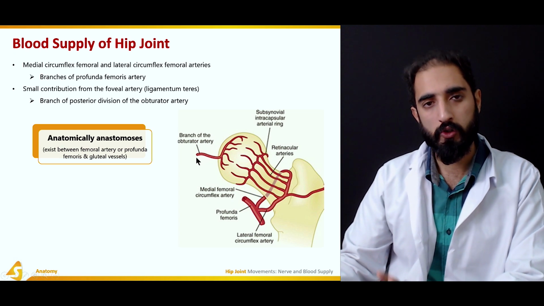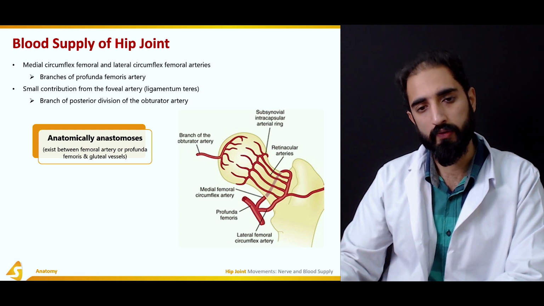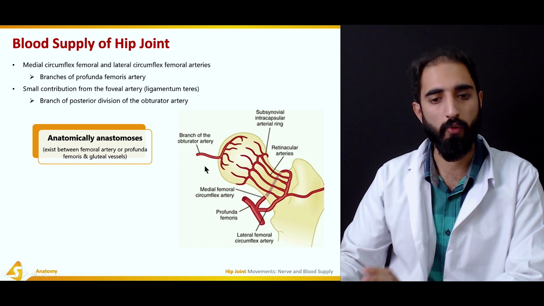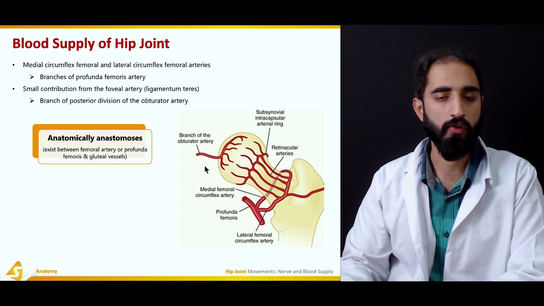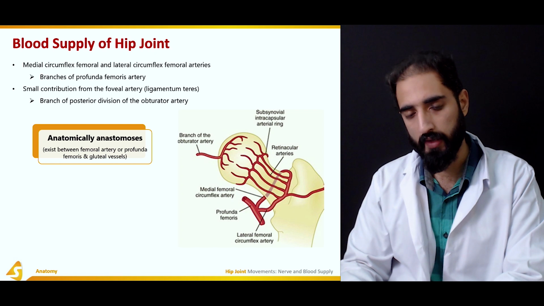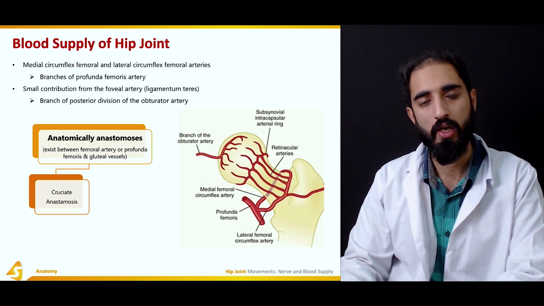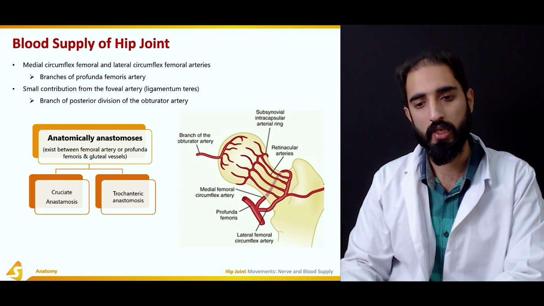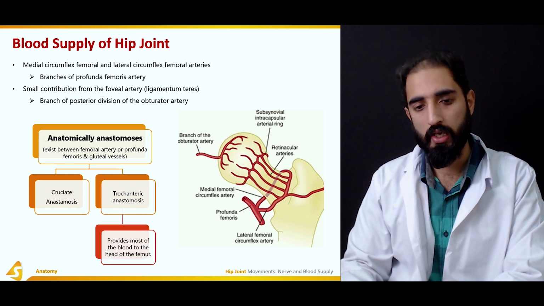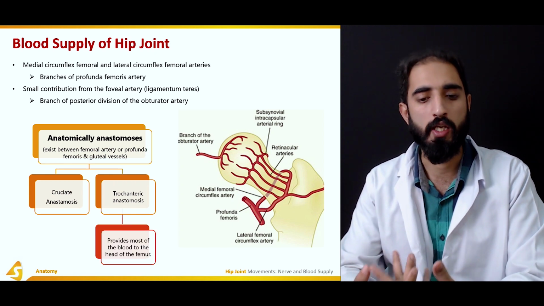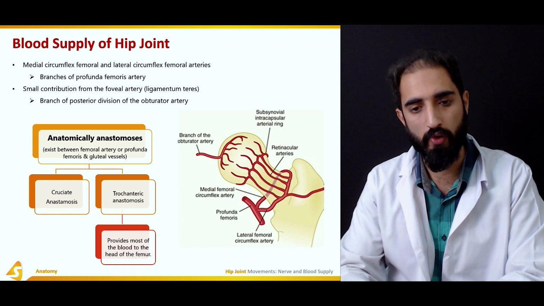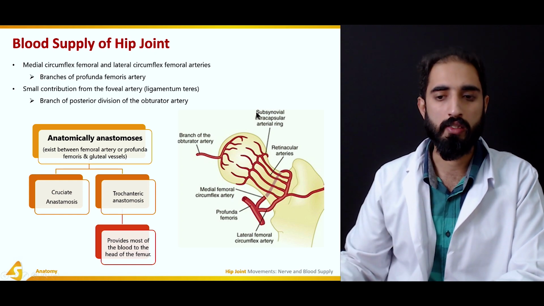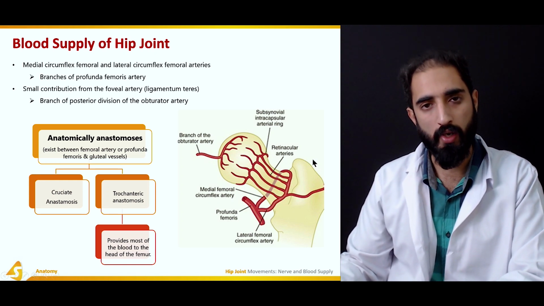So there are also anastomoses at the level of the hip joint, which exist between the femoral artery and profunda femoris artery, as well as the gluteal vessels. And there are two different types: one is the cruciate anastomosis and one is the trochanteric anastomosis. Now, this trochanteric anastomosis provides most of the blood to the head of the femur, and this is pretty much all about the blood supply of the hip joint.